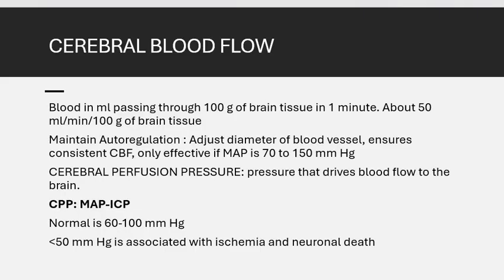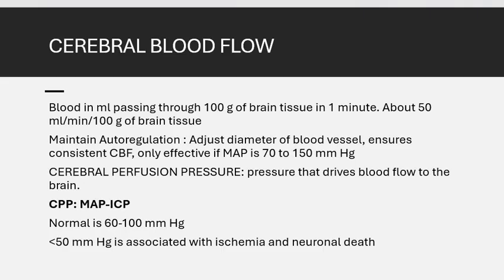Now let's talk about something called cerebral blood flow, which measures the blood in mL. It is the volume of blood passing through 100 grams of brain tissue in 1 minute. On average, 50 mL of blood travels through 100 grams of brain tissue per minute. The brain tries to maintain autoregulation. It adjusts the diameter of the blood vessels, which ensures consistent cerebral blood flow. This works only if your MAP is 70 to 150 mmHg.